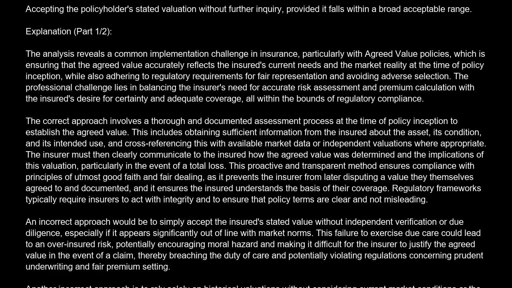The professional challenge lies in balancing the insurer's need for accurate risk assessment and premium calculation with the insured's desire for certainty and adequate coverage, all within the bounds of regulatory compliance. The correct approach involves a thorough and documented assessment process at the time of policy inception to establish the agreed value. This includes obtaining sufficient information from the insured about the asset, its condition, and its intended use, and cross-referencing this with available market data or independent valuations where appropriate. The insurer must then clearly communicate to the insured how the agreed value was determined and the implications of this valuation, particularly in the event of a total loss.